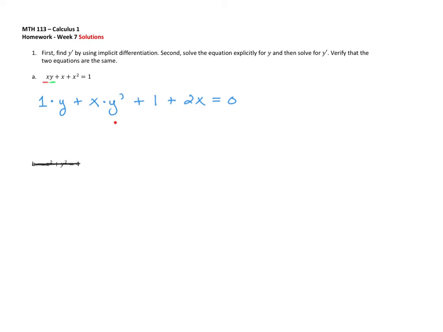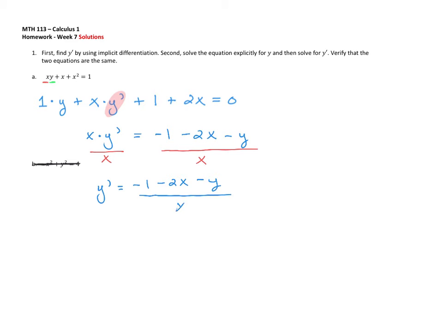All right, so looking here, I want to solve for y prime, this thing. What I'll do is subtract these terms to the other side of the equation. I get x times y prime is equal to -1 minus 2x minus y. And if I divide both sides by x, I get that y prime is equal to (-1 minus 2x minus y) all over x. And that's an acceptable answer.